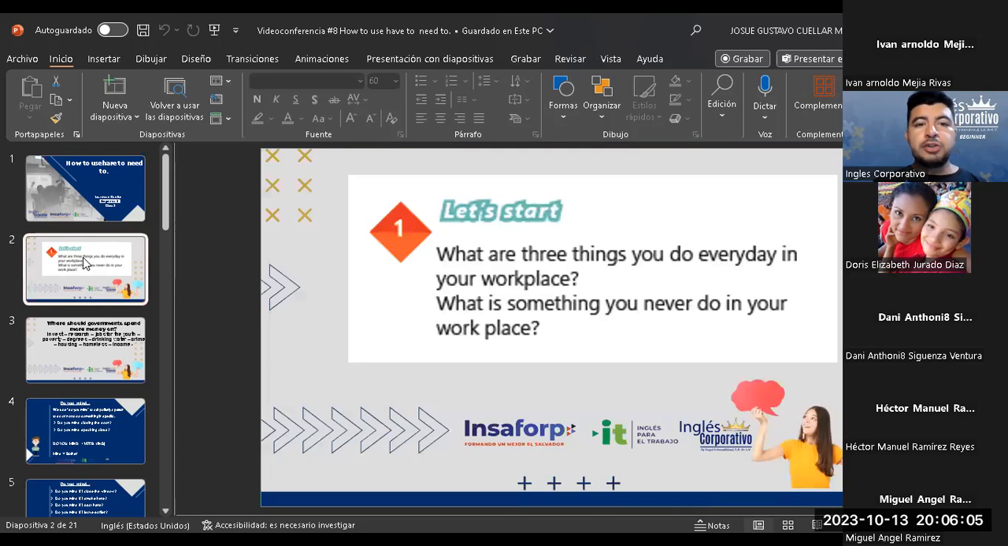So, to start, here we have an activity from the manual. Tenemos una actividad del manual. And activity number one says, what are three things you do every day in your workplace? And what is something you never do in your workplace? Okay, I'm going to write here an example as always.